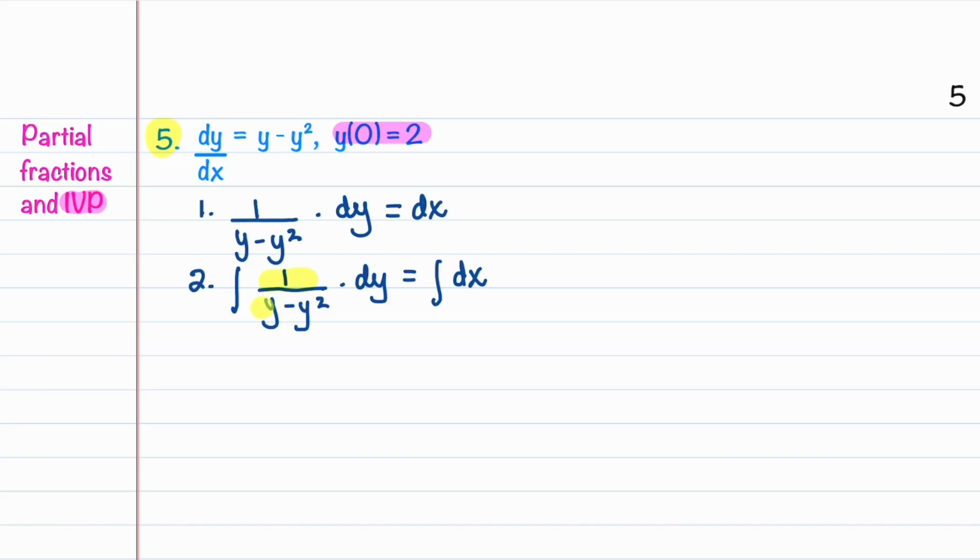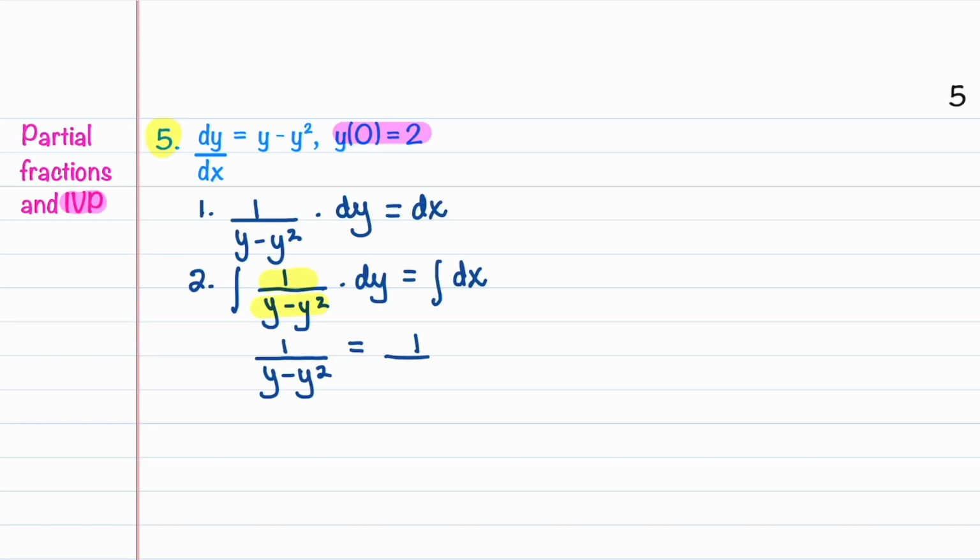The only way to integrate this expression is to use partial fractions. Let's go ahead and set that up. We take what's inside our integral, 1 over y minus y squared, and we have to break it up.